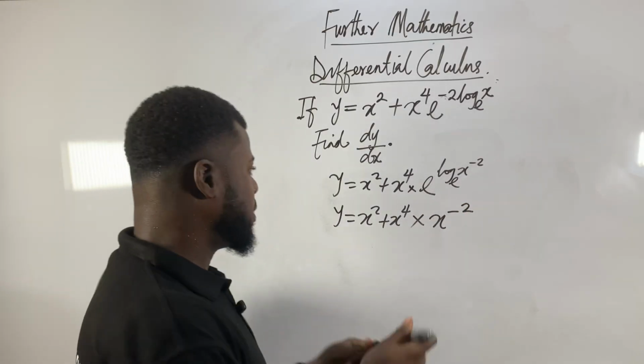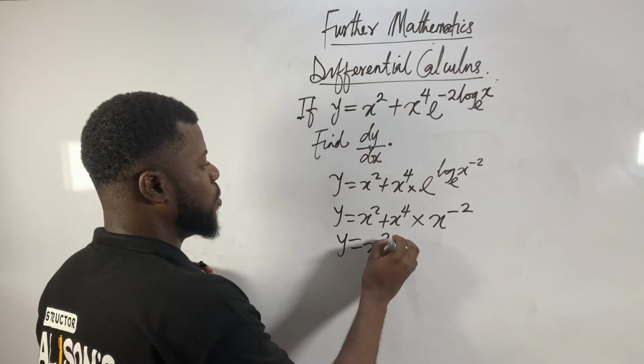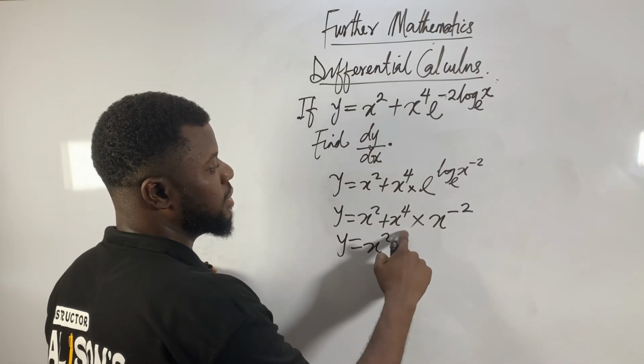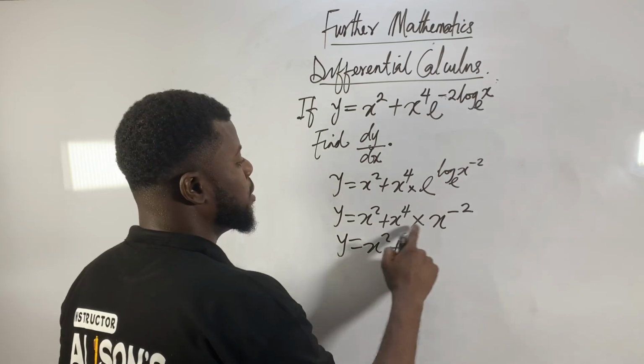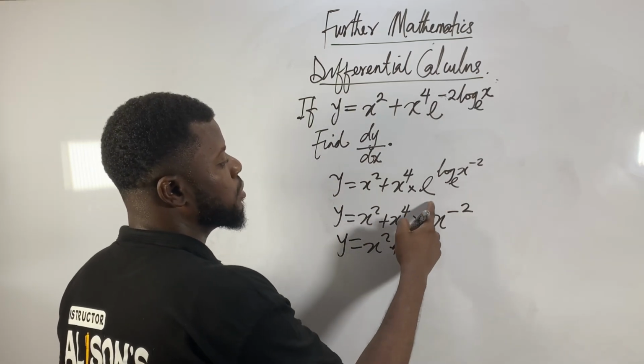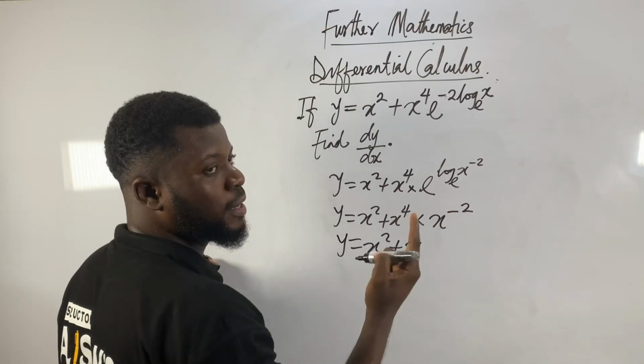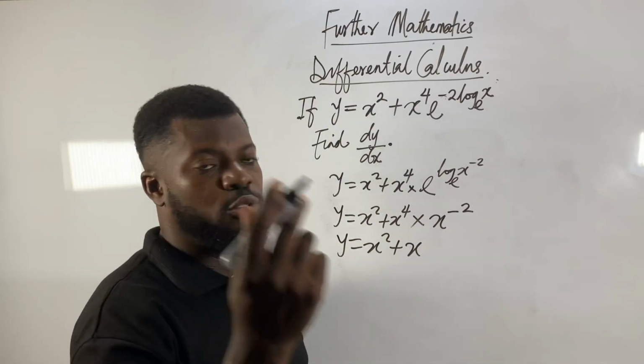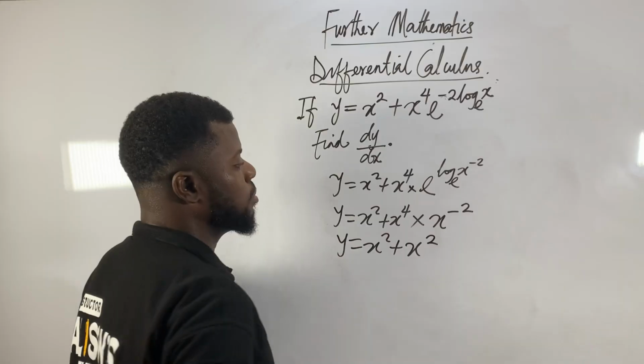The third thing I explained: x squared plus. I told you that when the base is the same, for the product of indices, take one of the base and add the powers. So 4 plus minus 2. So 4 minus 2 will give me 2. So I get 2.